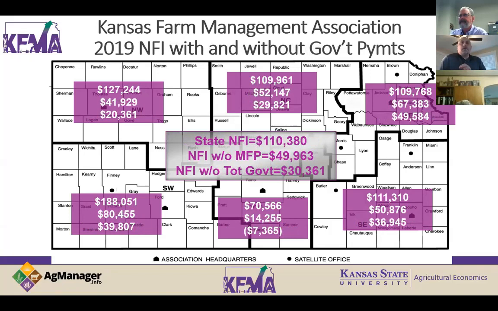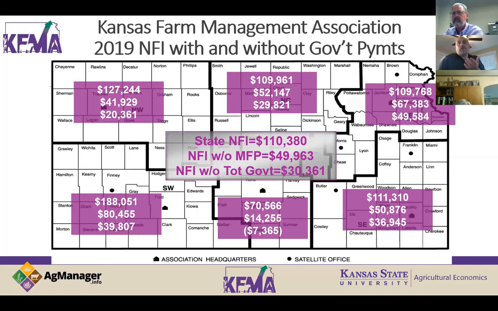We'll look at the government payments one more slightly different way. For the state, again, 110,380 net farm income. If we take net MFP payments out of that, net farm income would have been 49,963. If we take all government payments out, again, about $80,000, net farm income average across the state would have been 30,361. The South Central Association will point out that taking away government payments completely would have put net farm income at a negative level.